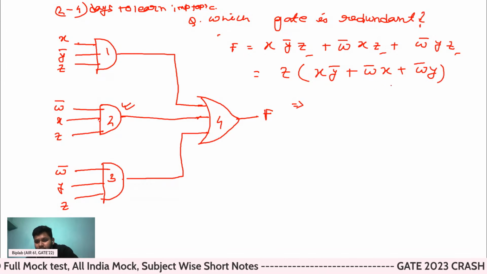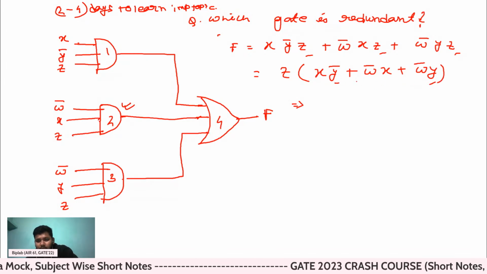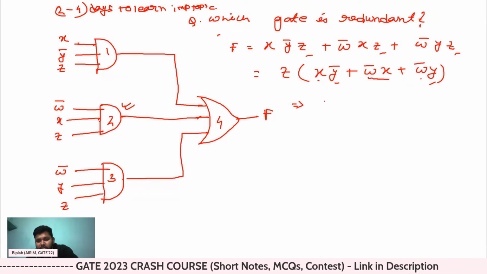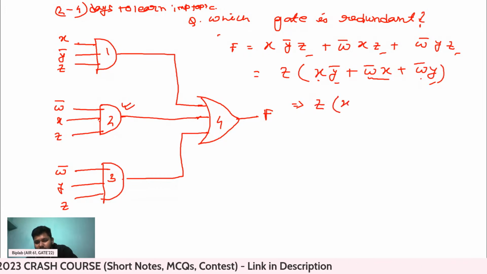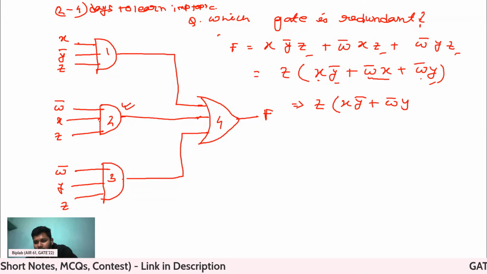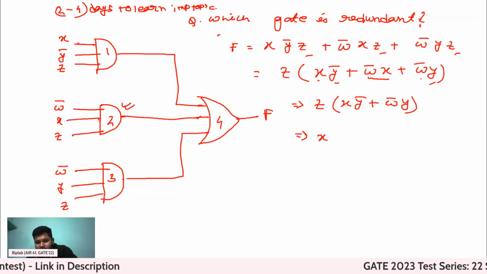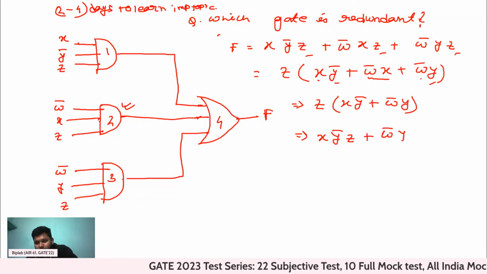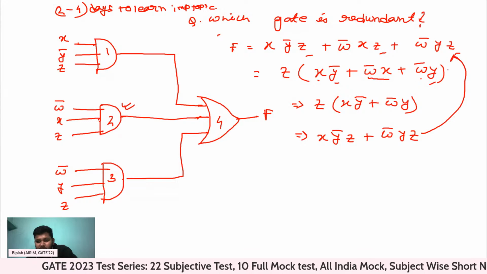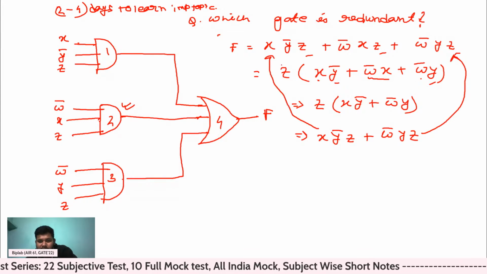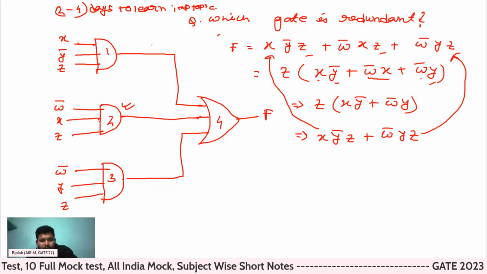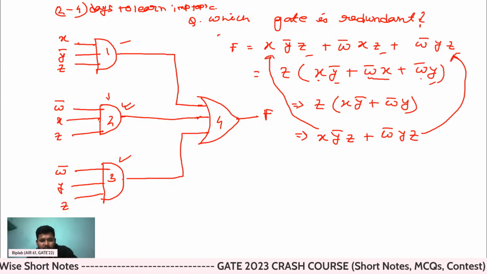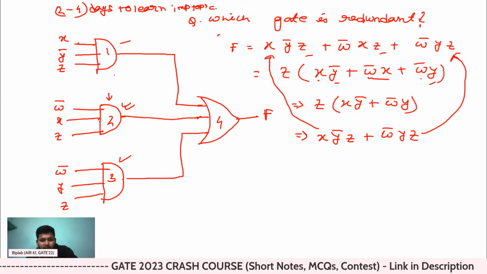Okay, so you have Y and Y bar and Y, and X and W bar is present separately here. So apply consensus law and your expression will be X Y bar plus W bar Y. So your solution is X Y bar Z plus W bar Y Z. So this term is already present here in this term. Okay, so this is required, this is what you needed, but this is not needed, redundant.